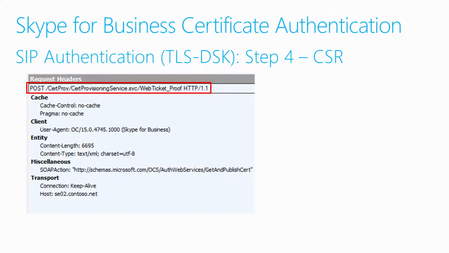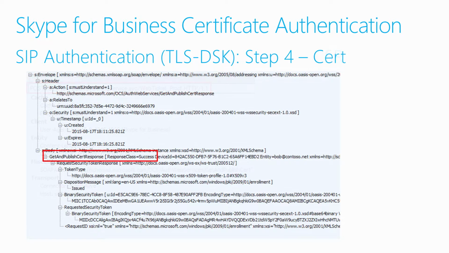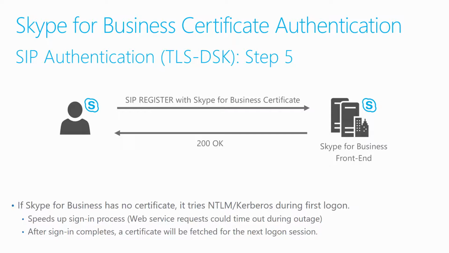So here we can see how that works with the web ticket. The client sends the web ticket and gets back here the certificate. So we have done a lot. One thing we haven't done so far is actually signing in against the front-end server, the front-end pool. So now at this point, we will send a SIP REGISTER with the certificate to the front-end server. Now we get the 200 OK, and now we are finally signed in.